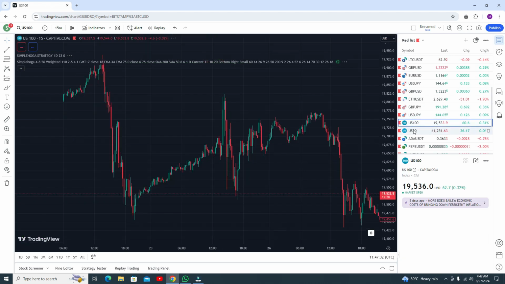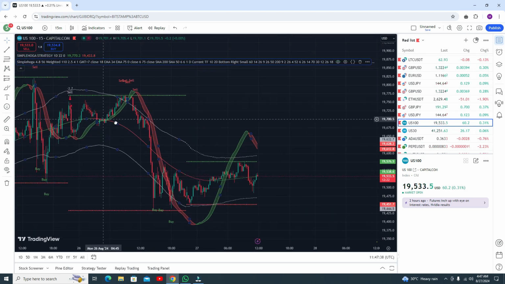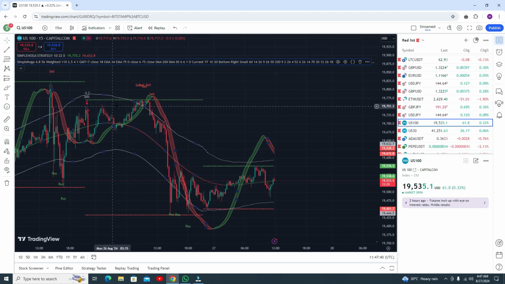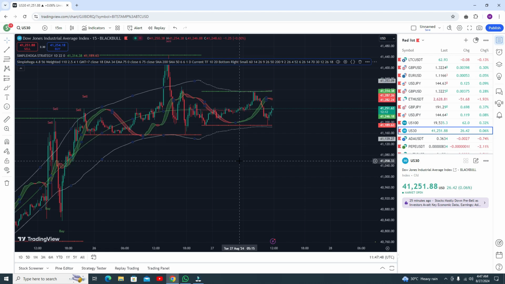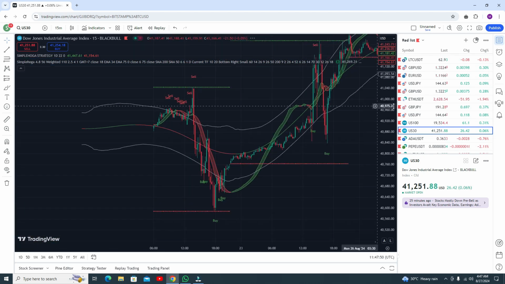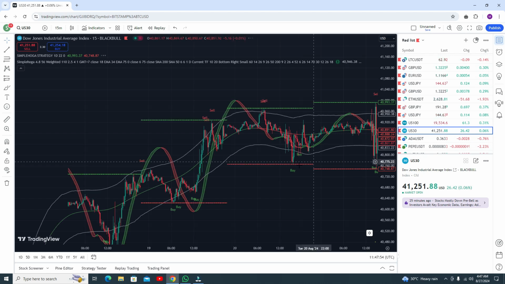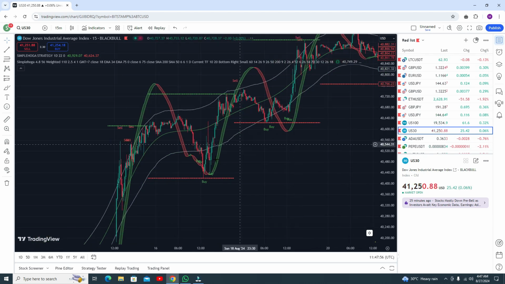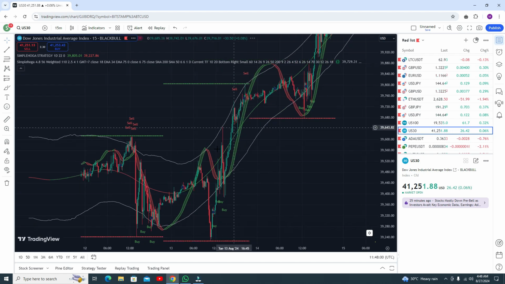Let's see the results in US 100 and US 30. Okay, US 30 in the most recent. Now after getting this sell signal you can see this is the most accurate result. Okay, the US 30. In the US 30, where was the signal? It shows you the signals.